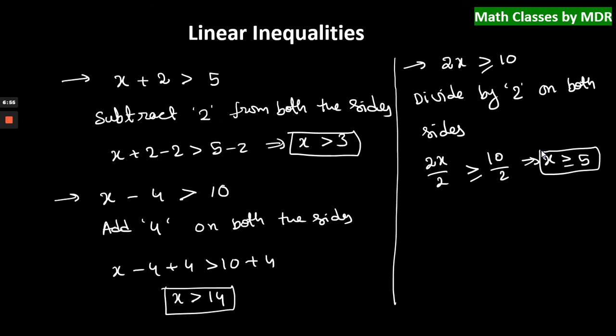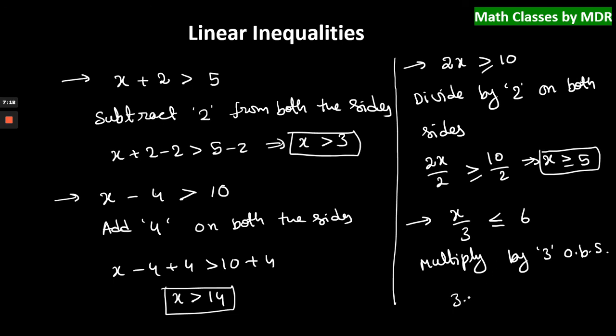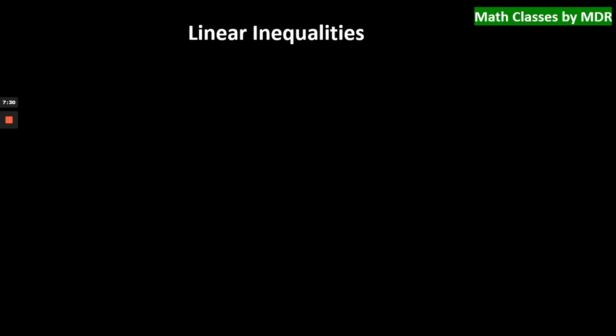This is when you divide. Or maybe if you have x by 3 less than or equal to 6, then multiply by 3 on both the sides. Now 3 into x by 3 is less than or equal to 6 into 3. So x less than or equal to 18 is the solution for this inequality. They are just simple operations.